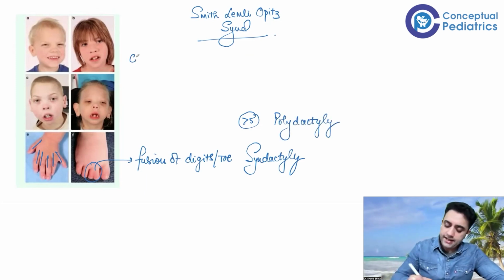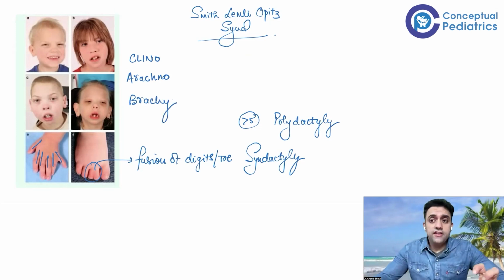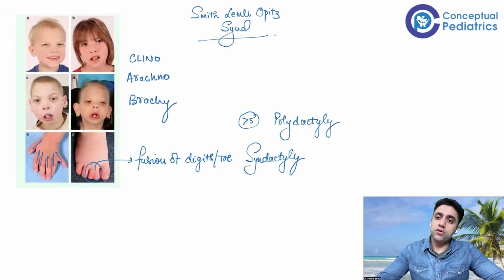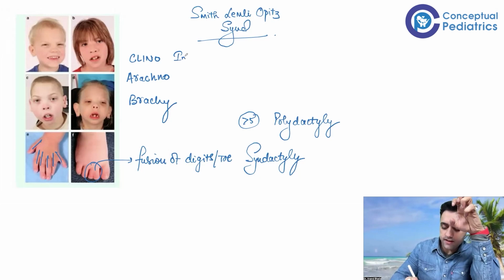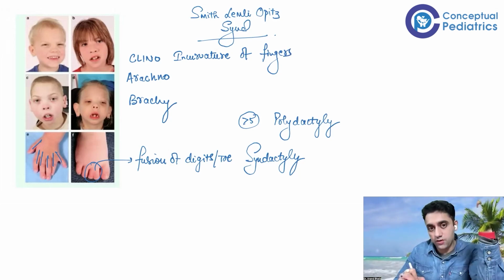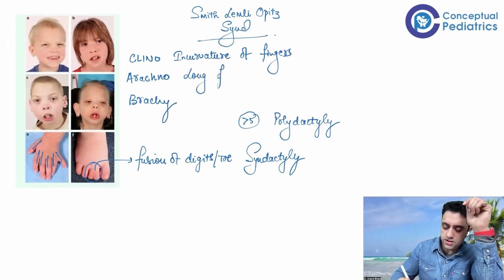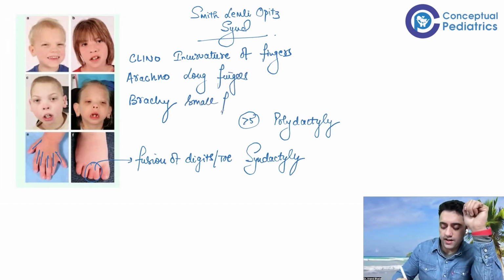Okay, syndactyly, polydactyly, clinodactyly, arachnodactyly, and brachydactyly. So these are dactyly you should know. Fusion of the fingers or digits is known as syndactyly. More than 5 fingers is polydactyly. Incurvature of fingers, उंगलियों का मुड़ जाना, is known as clinodactyly. If the patient has long fingers, that is known as arachnodactyly. If the patient has small fingers, that is known as brachydactyly.